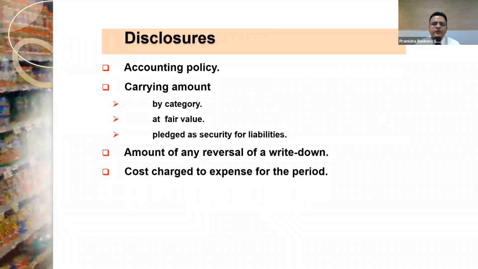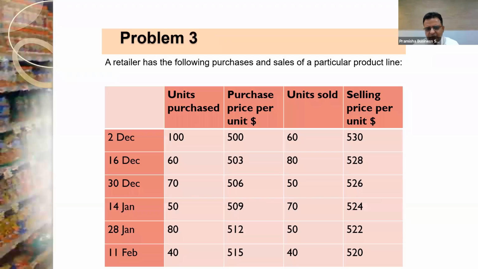So we need to disclose the accounting policy, carrying amount by category, and fair value. If any inventory is pledged as security for liabilities, whiskey, for example, can be pledged as security for liabilities. It happens, it works. The amount of any reversal of write down, or cost charged to expense for the period, is shown or disclosed. Here's an interesting one for you.